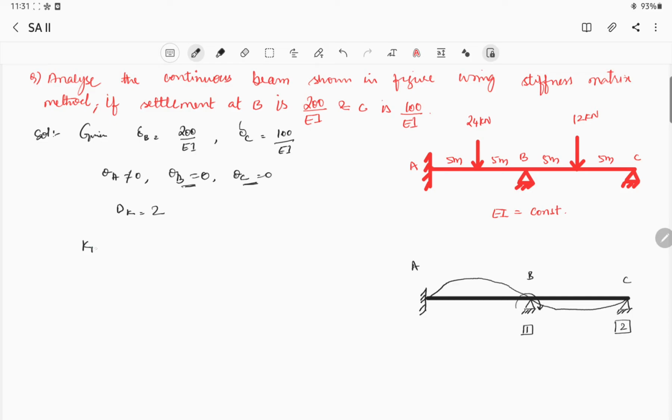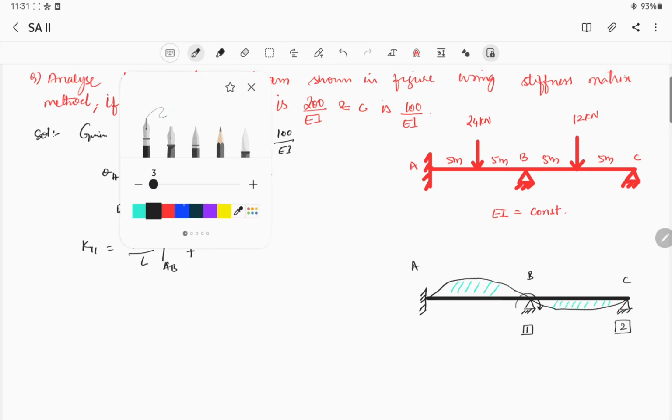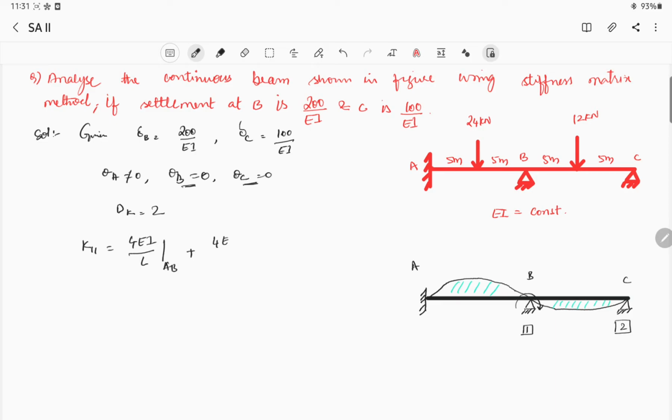K11 is equal to 4EI by L for span AB, plus, for span AB it is completely getting rotated at this location. Along with that, this is also getting rotated. So plus 4EI by L for span BC. Okay, so now we'll solve this one.